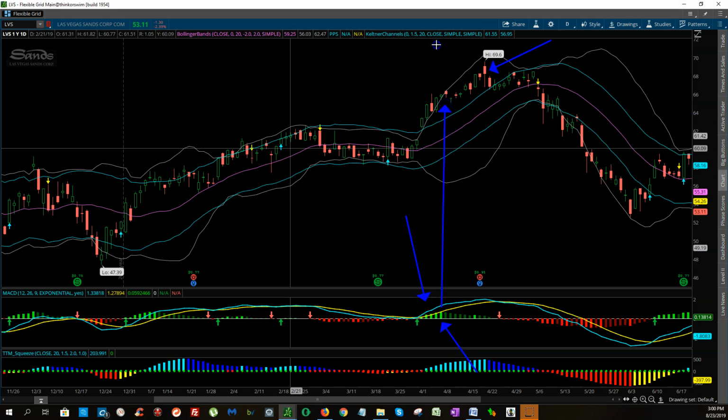you could have exited on this candle right here based just on the MACD histogram, but you would have gotten what? 1, 2, 3, 4, 5. You would have had 5 days of price movement to the upside. You think you could have made some money on that if you were long calls? Bet you could have.